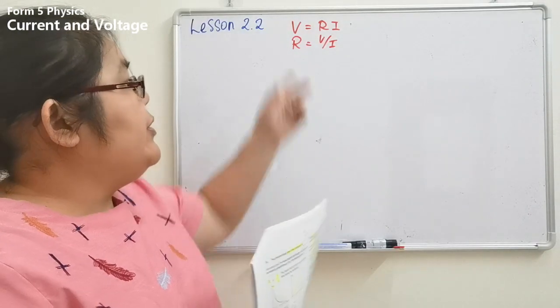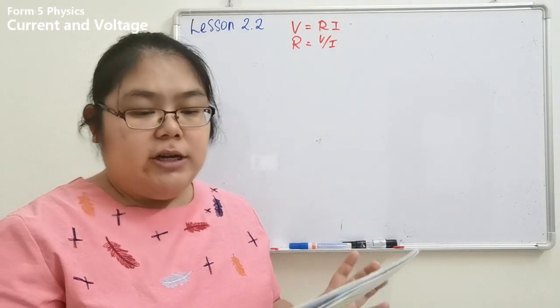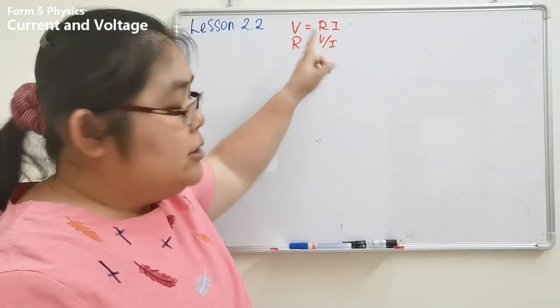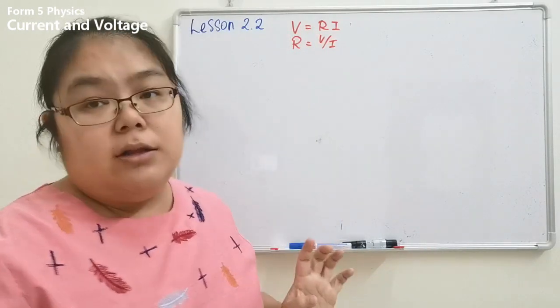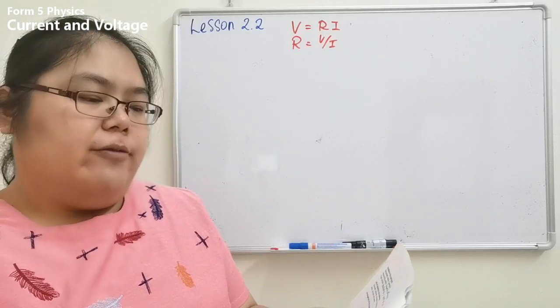You cannot just say, oh, V over I. That is not the definition. The definition is the ratio of potential difference to what? To the current. So that one is resistance.